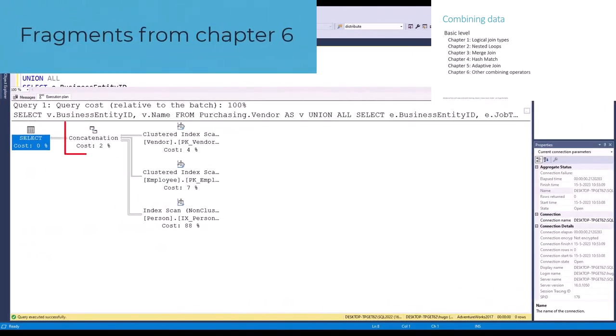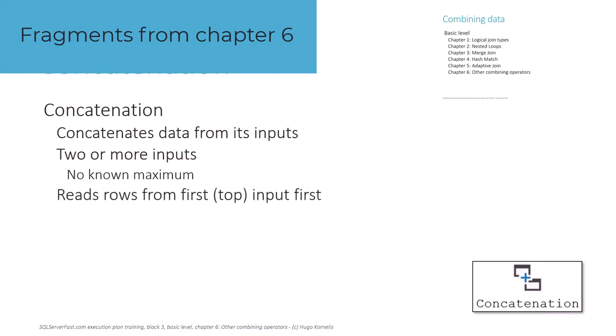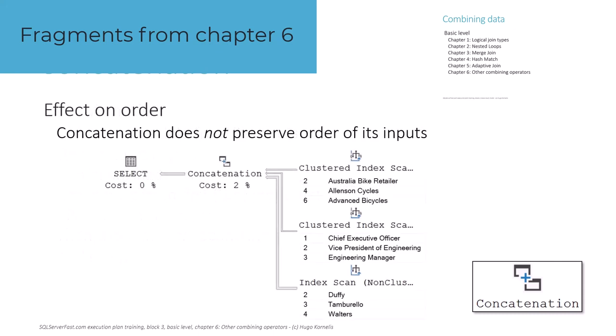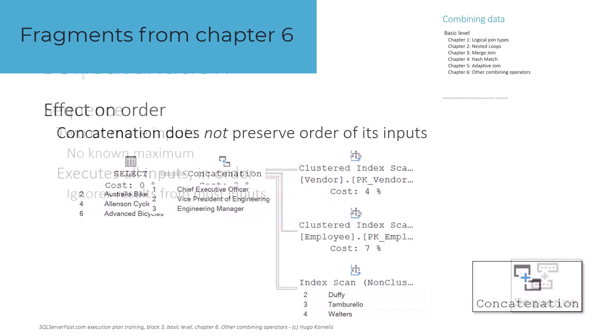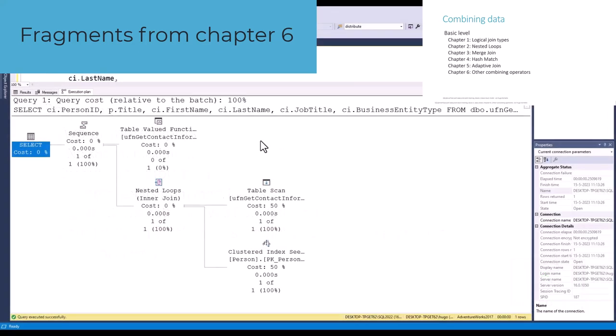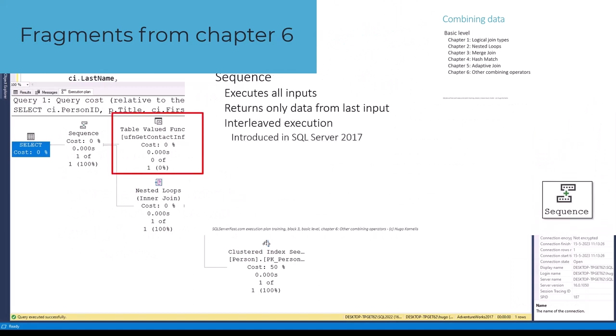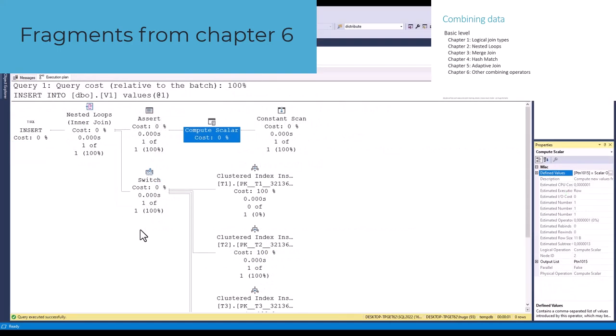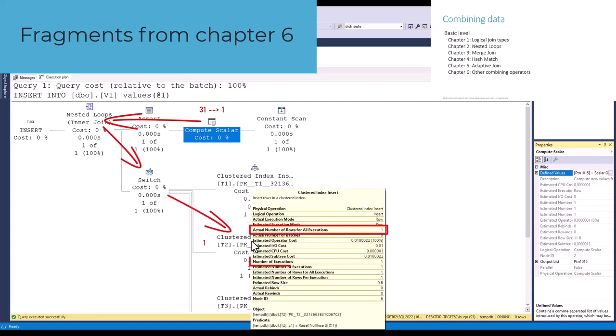The last chapter is not about joins. It covers three operators that combine data but in different ways. The concatenation operator processes two or more inputs, copying the data from each, one by one, top to bottom, until it has processed all its inputs. The sequence operator also processes all its inputs one by one, but it only returns rows it receives from the last input. Data received from other inputs is ignored. In some cases, the interleaved execution feature affects execution plans that use a sequence. Finally, the very rare switch operator that also has two or more inputs executes only exactly one of them. Which one is determined at runtime.